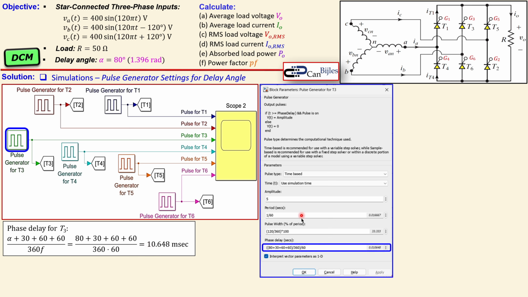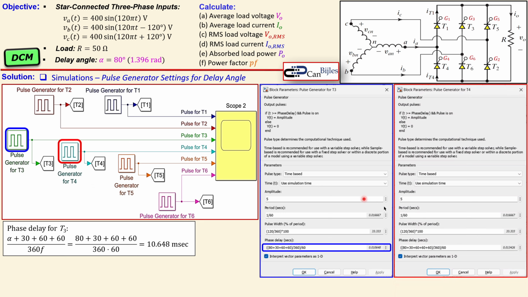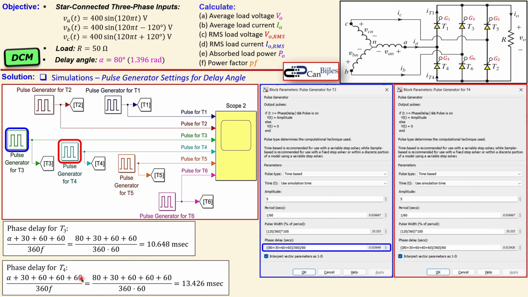Again, the other settings are exact same as the previous two generators. And that for T4 is really similar also. And now you need to again add another 60 degrees, and that will be then 13.426 milliseconds, and that's actually shown here. So you see the exact same value here, and also for the T3.